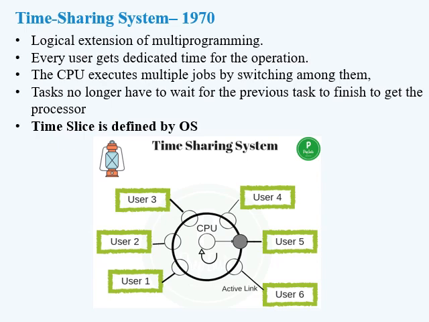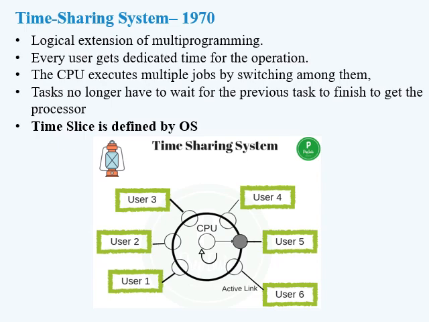In order to overcome this difficulty, the time sharing system was introduced in the year 1970. Here, each process which is waiting for the processor will be given an equal opportunity. I mean, they will be treated with equal priority. So we can say that this is the logical extension of multi-programming. Every user gets some dedicated amount of CPU time to complete its operation. Hence, the CPU executes multiple jobs by switching among them.